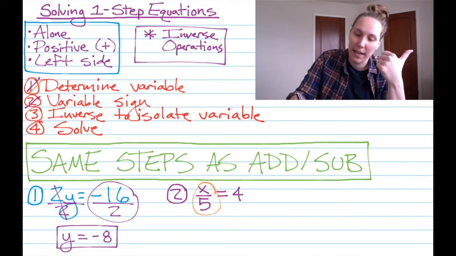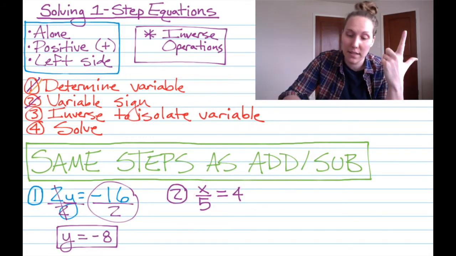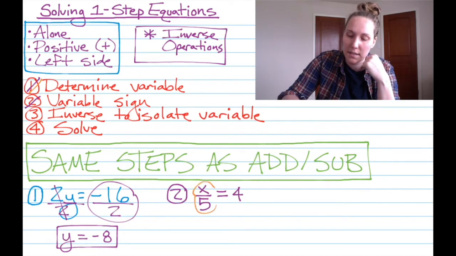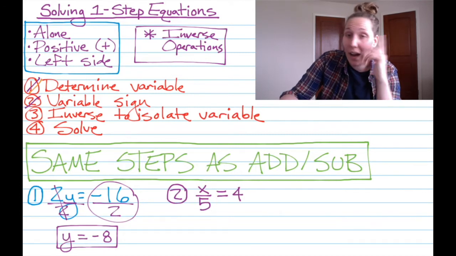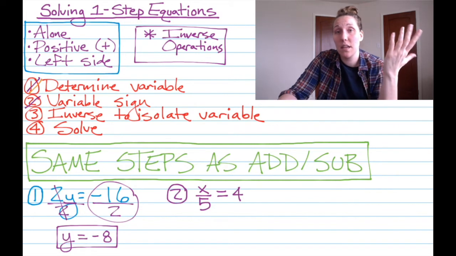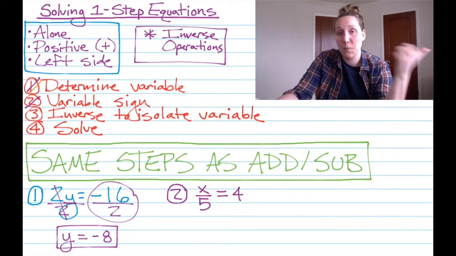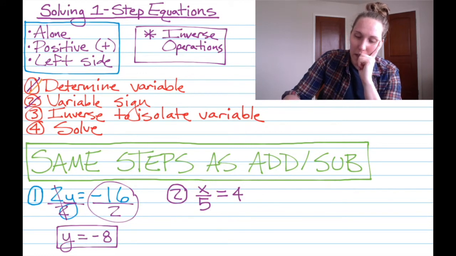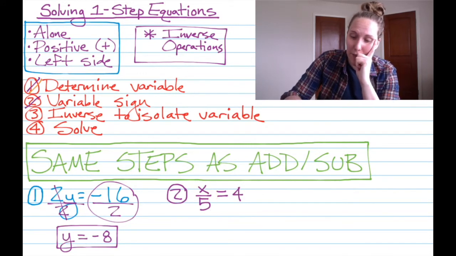Now I've got to say, is it alone? It is not. It's hanging out with divided by 5. Is it positive? Yep, there's no negative here. Is it on the left side? It is. It's on the left. So I just have to get rid of the part that makes it not alone, because it's positive and it's on the left side. So that would be getting rid of the divided by 5 part.